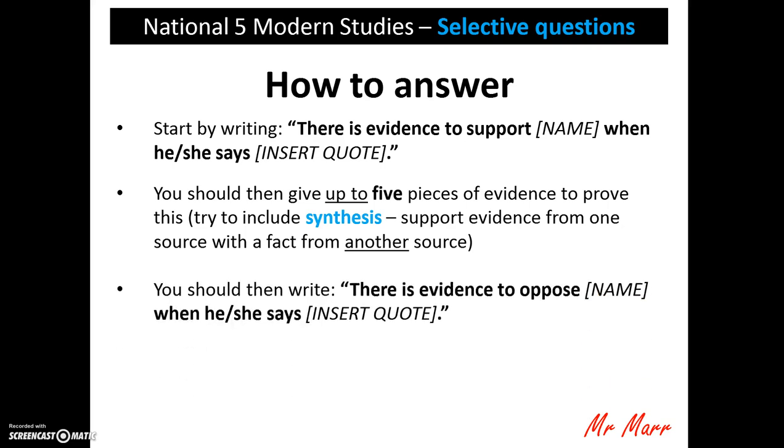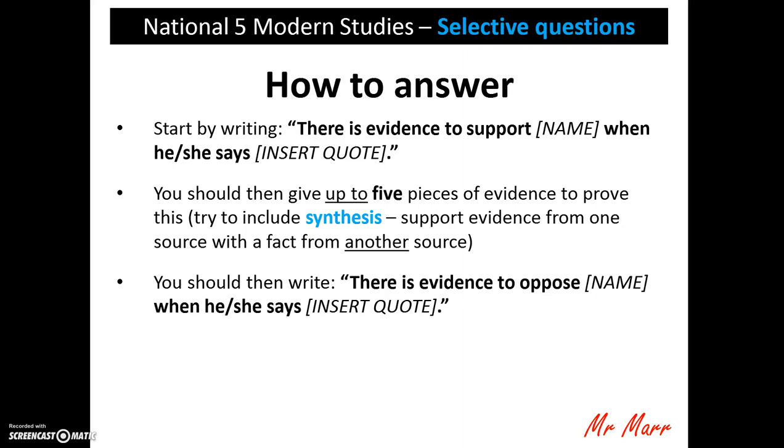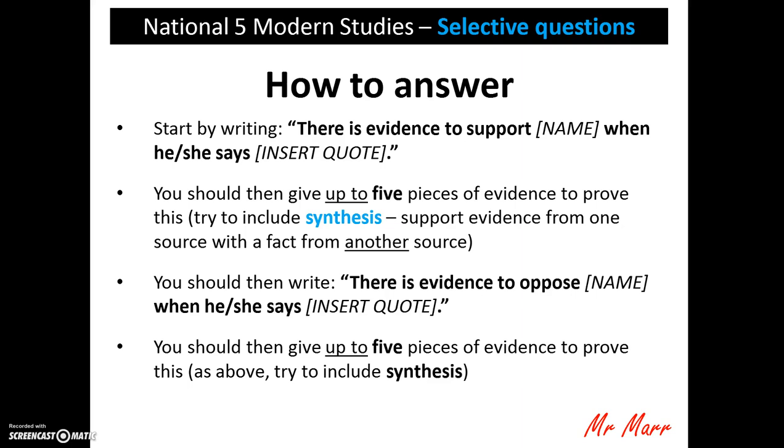To get the other 5 marks, you should then write, however, there is evidence to oppose, name the person, when he or she says, and then you should name their statement. From there, you do the point as above. You try and give 5 pieces of evidence that proves that the person in this case is wrong. And as has again been noted, try and include synthesis when you do this. It's important that you don't reuse evidence. Once you've used a piece of information, don't keep going back to it as part of your answer.